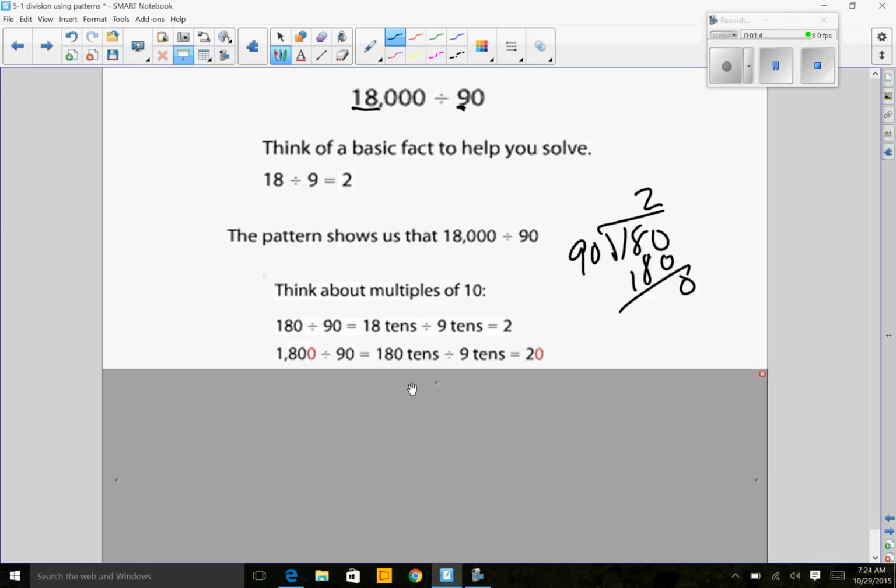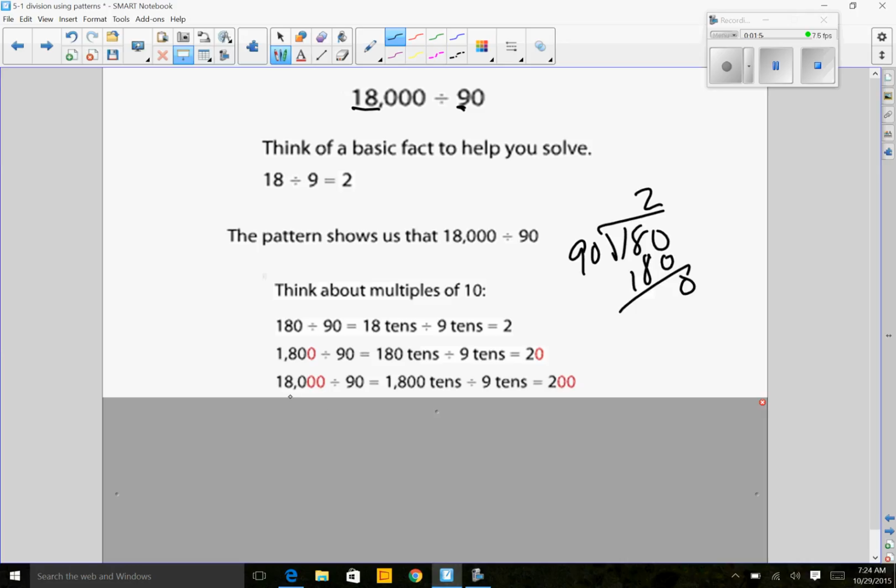Then we're going to go from there. If we add a 0 in here, 1800 divided by 90 would be the same as 180 tens divided by 9 tens, and that would equal 20. 18,000 divided by 90 would be the same as 1800 tens divided by 9 tens. That would be the same as 200. So you can see what we did here. Each one, we kept our 90 the same, and then we kept adding 1 0.